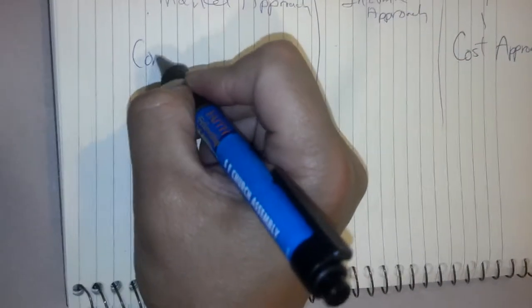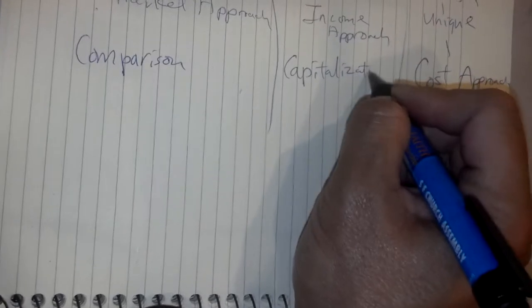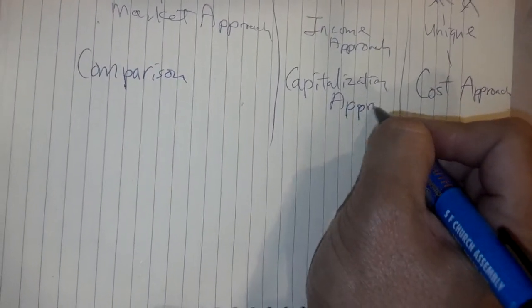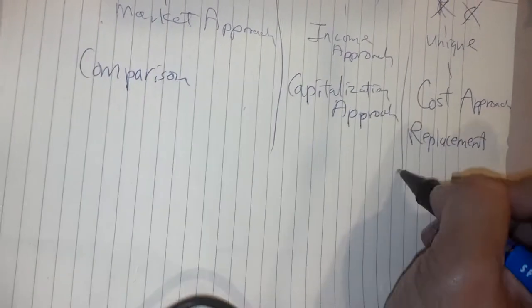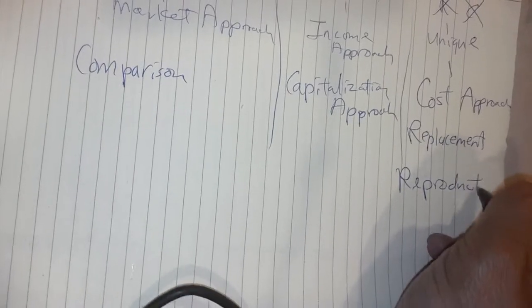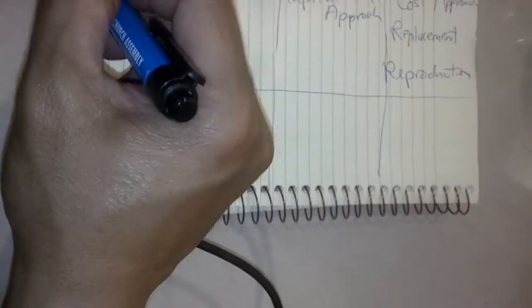Second, all these names have two other names. Like, my name is Francis, some people call me Francisco, or my mother calls me son. Market approach is called comparison approach. Income approach we call cap approach, capitalization approach. Cost approach we call replacement approach or reproduction approach. Got it?